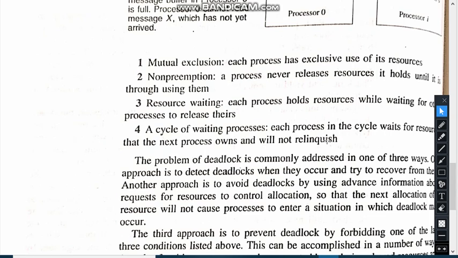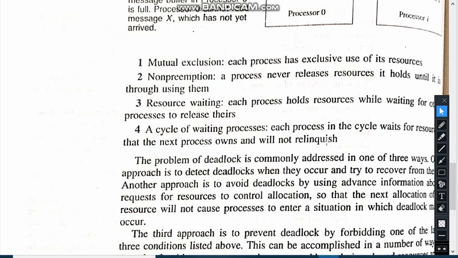Now talk about resource waiting. Here a process can hold multiple resources and still request more resources from the other processes which are holding them.